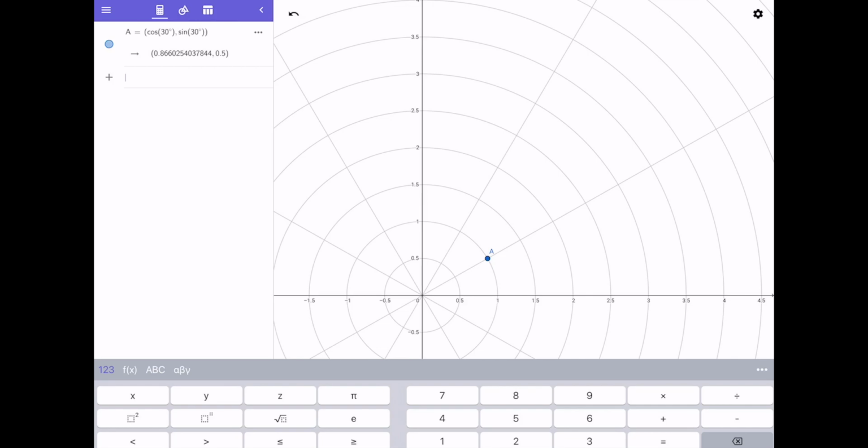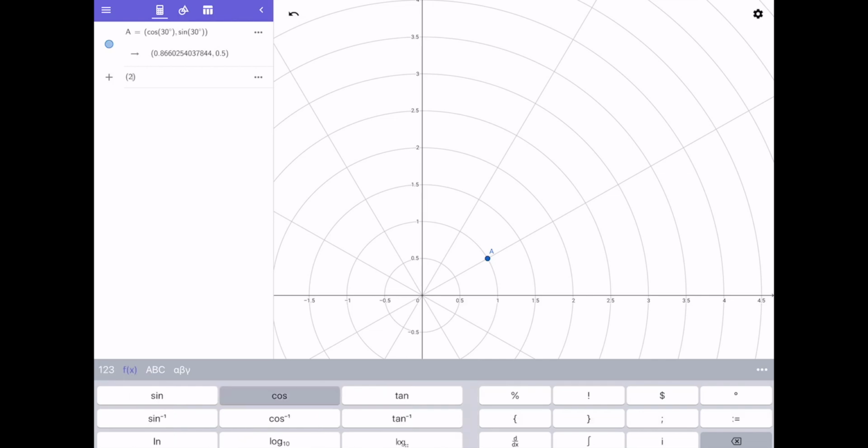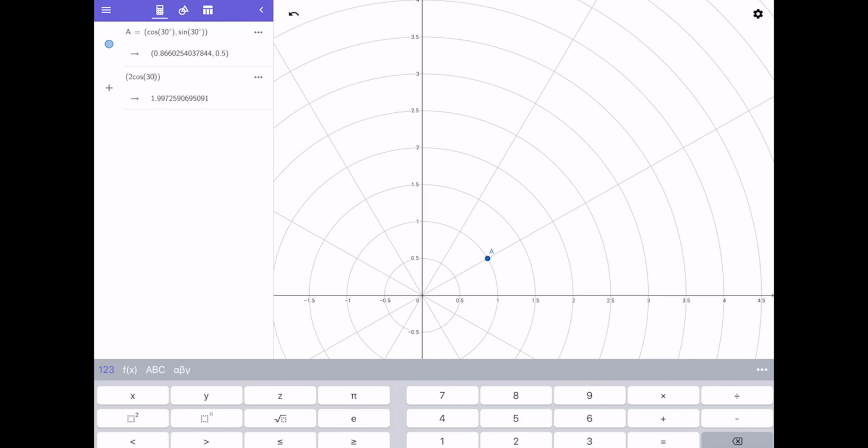Alright, so we need parentheses for the point. The radius is 2. The x value is represented by cosine, so cosine. The angle is still 30 degrees, comma, 2 sine, and we want to use the same angle. Here we go. Point B is still on the same 30-degree angle, which is a third of 90 degrees, except now instead of radius 1, it has radius equal to 2.